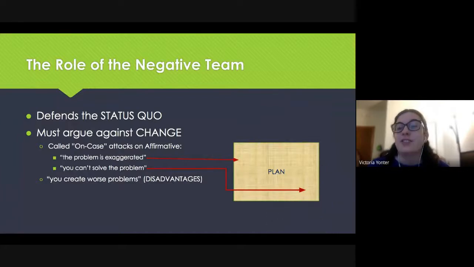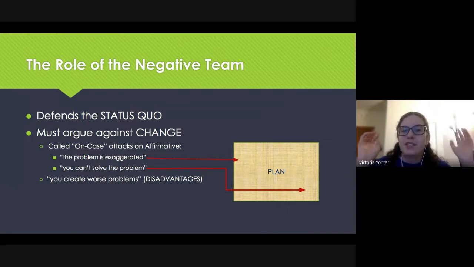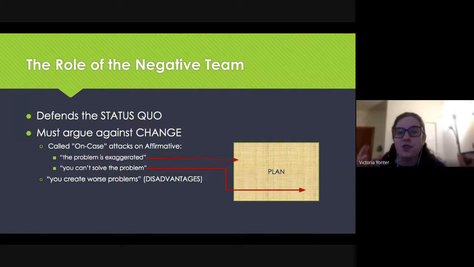Now, the negative's goal is to try to break down the affirmative case. They want the affirmative case to fall. So what they do is they defend the status quo or an alternative policy whenever we get into counterplans and other more in-depth topics. But for right now, they're just going to defend the status quo. Tune in for the counterplans lecture for how to defend something other than the status quo and why that's fun. And so you argue against this change.